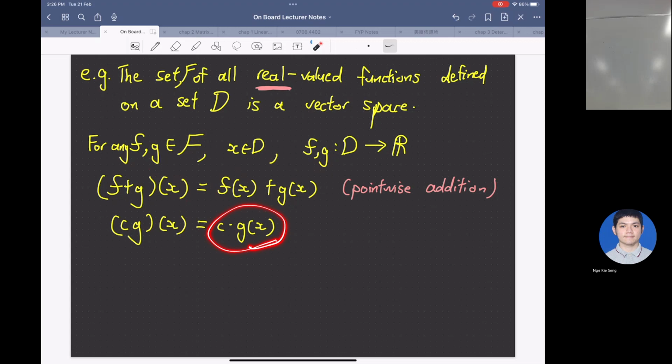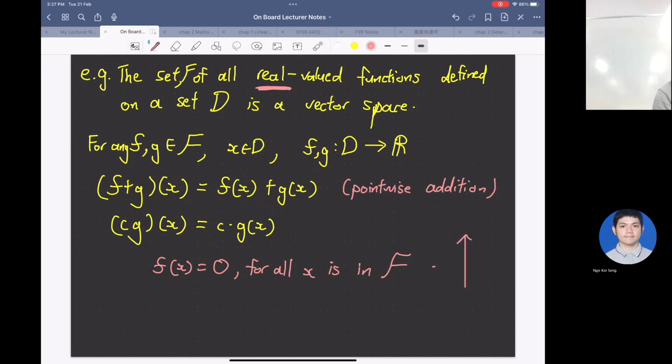Cg is I combine two real numbers. Real numbers can multiply, right? So it's valid. Of course you need to check. So the zero function is in there, right? So f(x) equal to 0 for all x is in F. Okay, it's a real valued function.